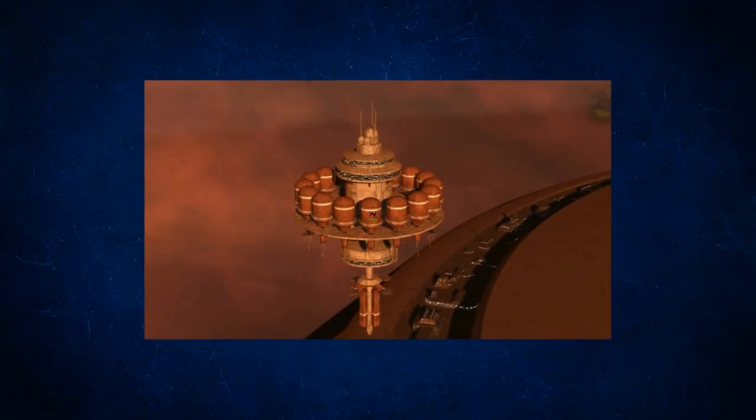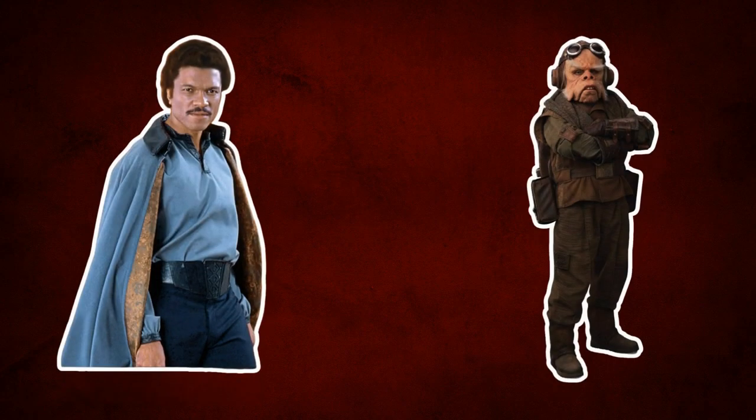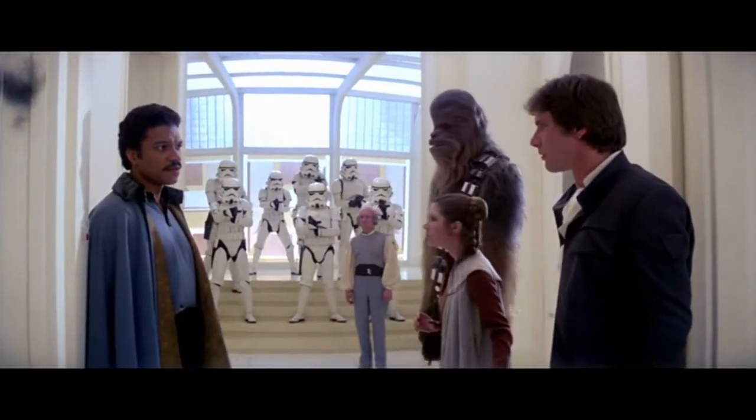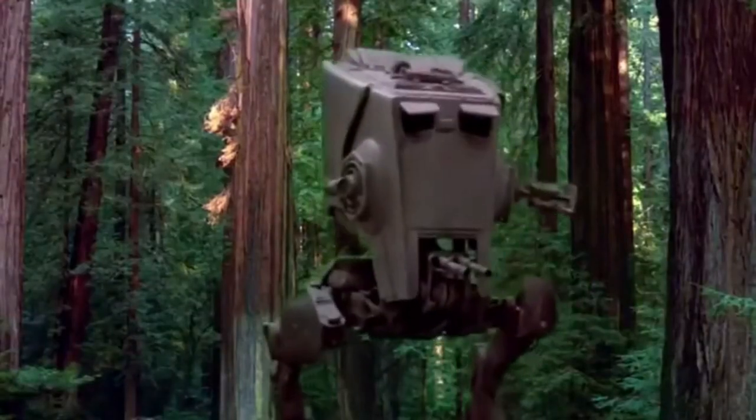Finally, we have Bespin, a gas giant also located in the Inuit sector. It was home to rare Tibana gas which was harvested throughout the planet. It was also home to both the humans and Ugnaught species. Bespin remained unaffiliated in the Galactic Civil War, but the Empire seized the planet for their own. After the Empire's defeat at Endor, Bespin regained their freedom.